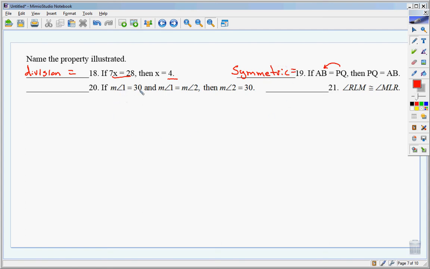Angle 1 is equal to angle 3. If the measure of angle 1 equals 30, it says the measure of angle 1 equals the measure of angle 2. So the measure of angle 2 is equal to 30 degrees. So they're saying that where this angle 1 is, I can replace it with this angle 2. This is the substitution property. If you know two things are equal, you can replace it.